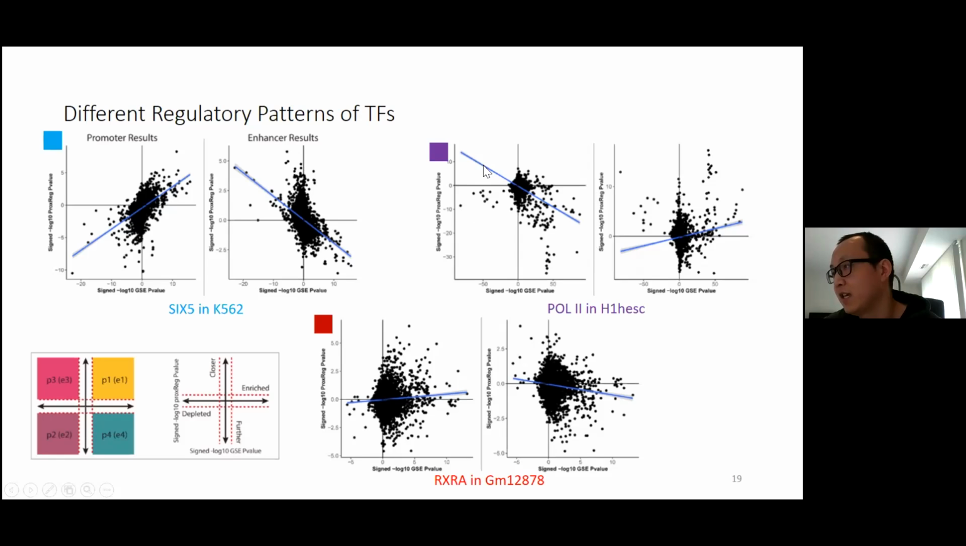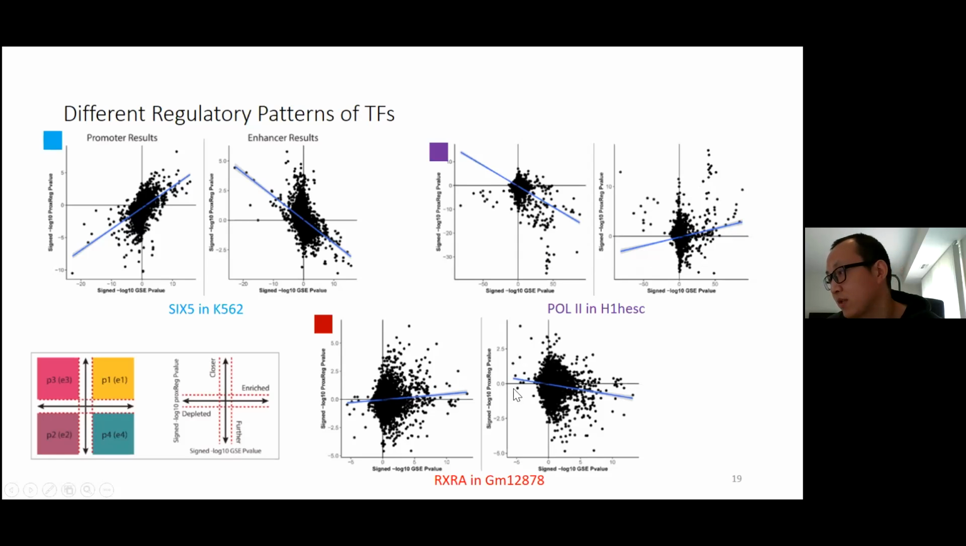So in the purple group, the pattern looks like this. They have a clear negative correlation in the promoter results, which means those gene sets are enriched, but they are far away from the promoters. But in the corresponding enhancer results, they are also enriched, but they are closer, in this region, which means they are closer to the enhancers.